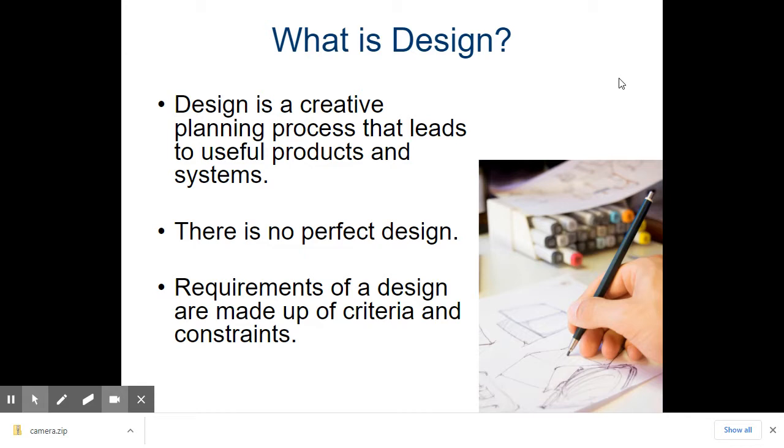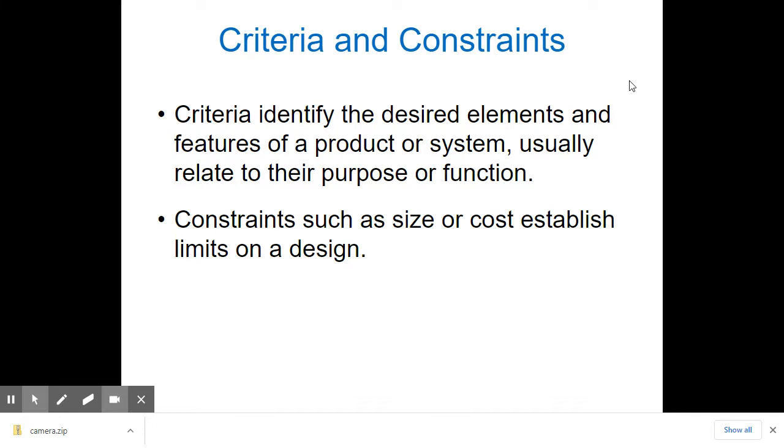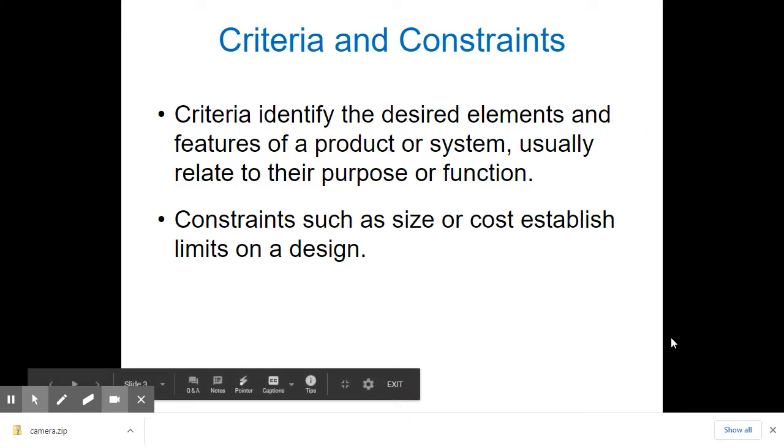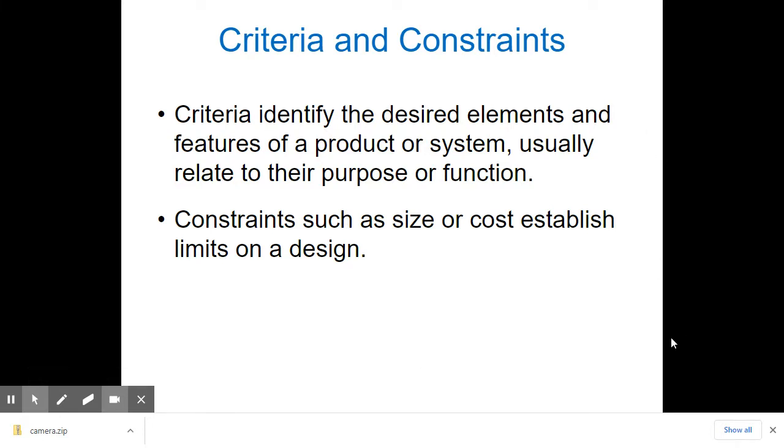Requirements of a design are usually criteria and constraints. Those are your limitations and your expectations. So criteria basically tells you what you want the elements of your design to feature. What products do you want included in your product? So what purpose, what function do you want to have?